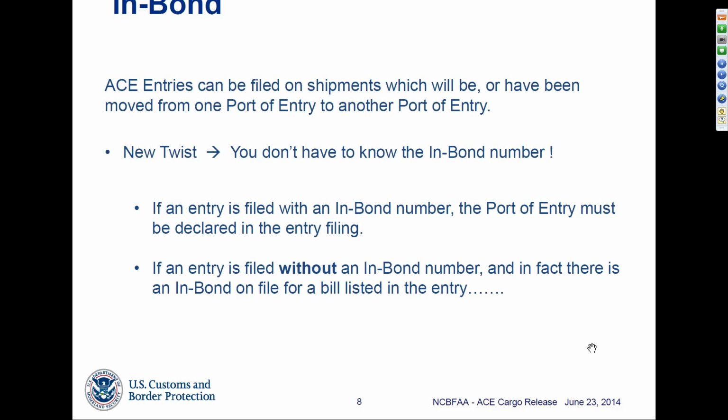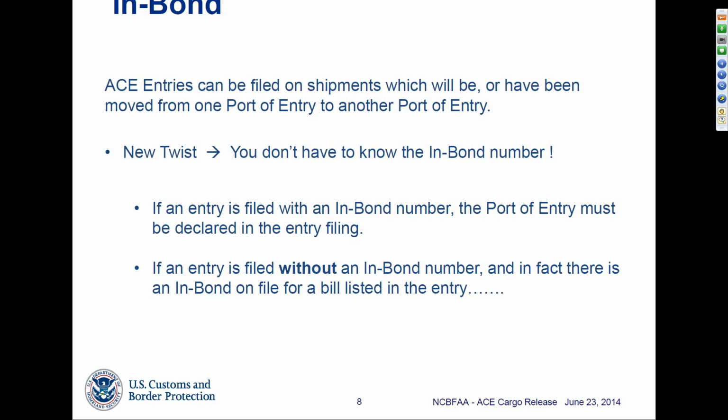If an entry is filed with an inbond number because you do know the information, you're going to have to declare a port of entry. And you're thinking right now, don't you always have to report that? Actually, in ACE Entry, you can leave the port of entry blank, undeclared, and have it derived from the port of unlading of the bill of lading. And if an inbond is involved, we will automatically roll that port of entry to the inbond destination for that inbond.